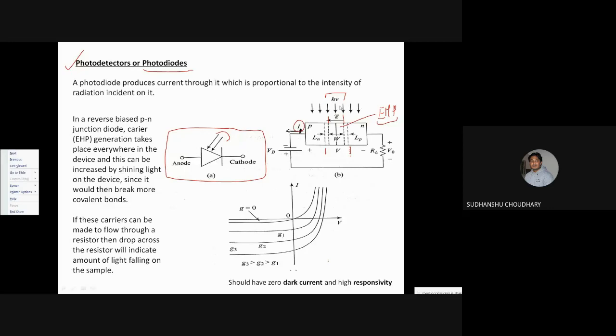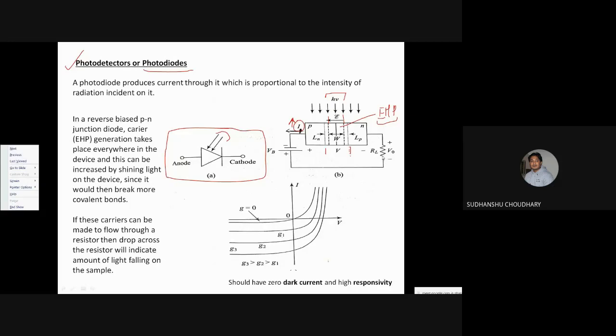So when you show a light on this junction, electron hole pairs will be created, and these electron hole pairs will be swept away by this electric field. Because of this, the current, that is the reverse current, will increase. Or one can say that the carriers are moving, so these carriers can now be made to pass through this resistor.